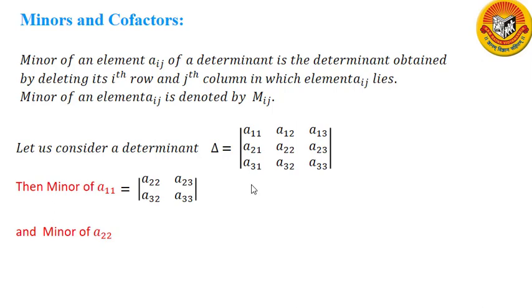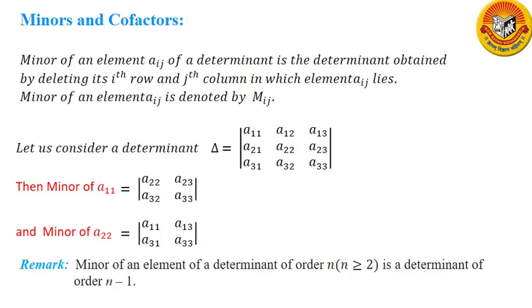Let us find the minor of A22. So for the minor of A22 what will we do? We will delete this second row and second column. When I delete the second row and second column, what will I get? I will get A11, A13, A31 and A33. So the minor of this A22 is this particular determinant. Like that you can find the minor for each and every element.